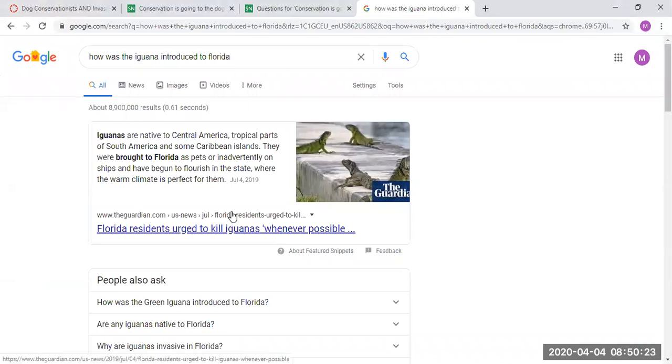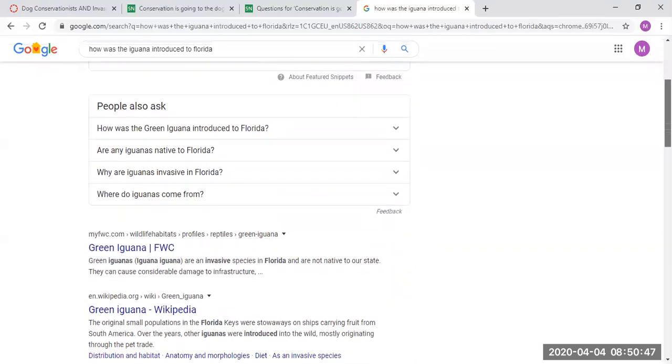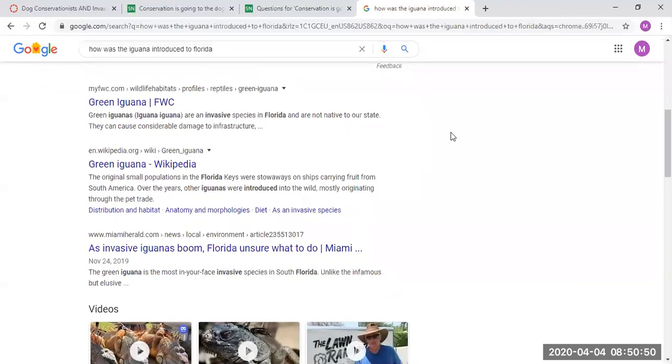I think, you know, before even looking, I know that pet owners had the iguanas and then they released them into the wild, or maybe they just escaped. So I'm guessing that's what I'm going to find here. And actually right here it says they were brought to Florida as pets or inadvertently on ships, which means that they just got here on ships without us. So probably both ways. Here it also says mostly through the pet trade. So it's really easy. I mean, the answer is there already.